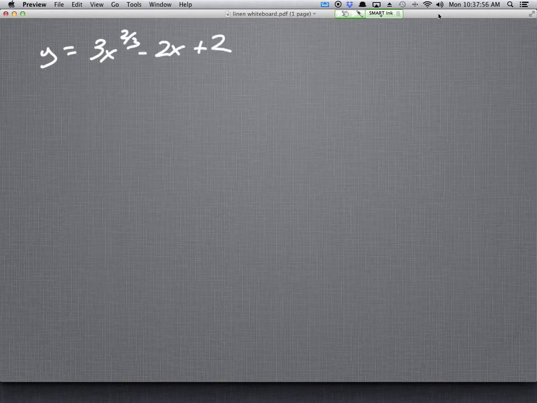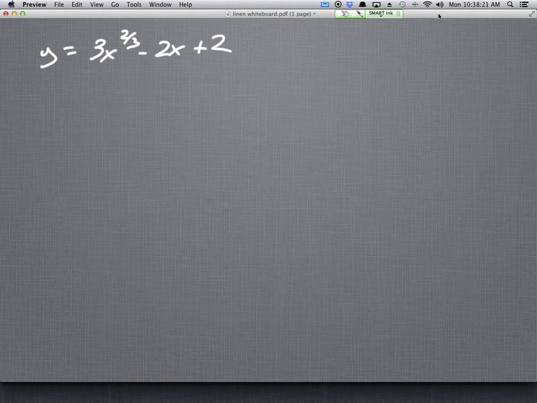So, let's get started. The first one that we want to look at is y equals 3x to the 2/3 minus 2x plus 2. This is the first curve we want to sketch. Now, why do we want to use the first and second derivatives? What can they tell us? Concavity, increasing, decreasing, relative extrema, critical points, and something else. Points of inflection, and so on. All right, that's what we're looking for.